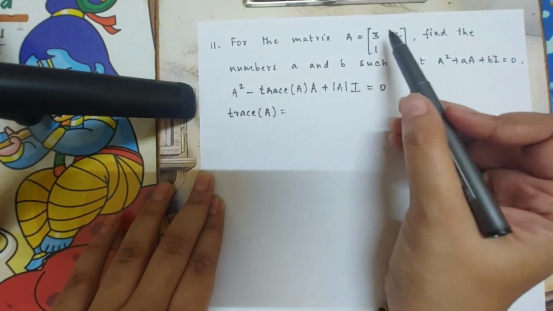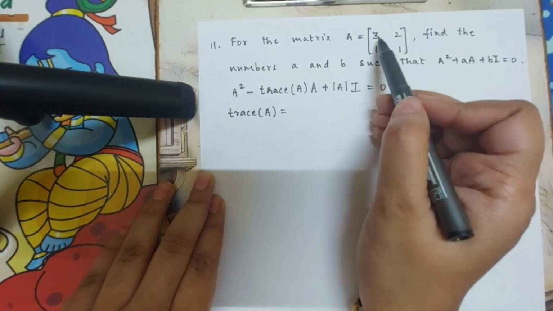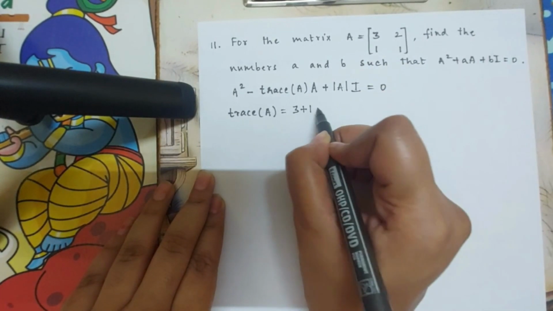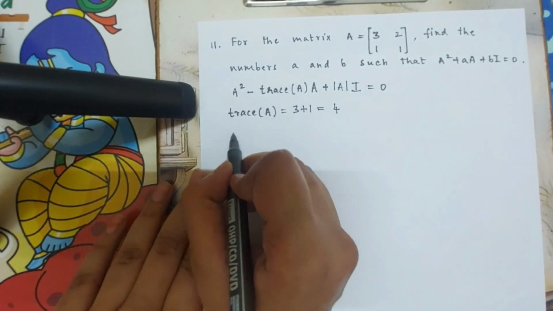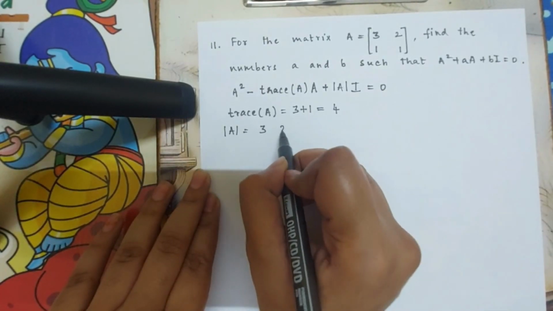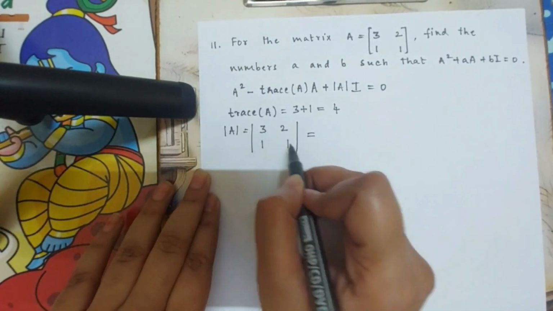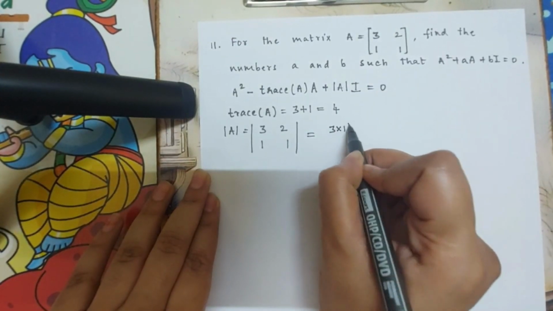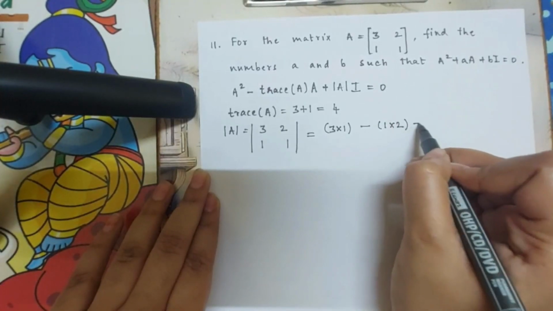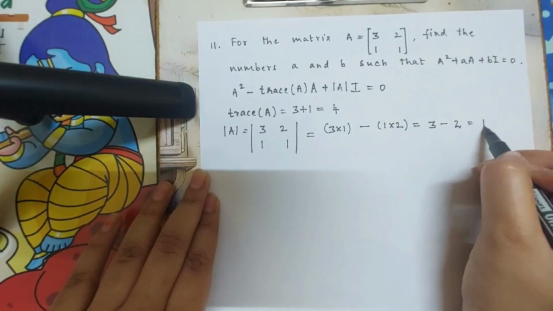So first let us find the trace of matrix A. Now how do we get the trace? We will be taking the sum of the diagonal elements. So here the diagonal elements are 3 and 1, so the trace of A will be equal to 3 plus 1, that is 4. So how do we find the determinant? Determinant of A is |3 2; 1 1|, so this will be equal to 3 into 1 minus 1 into 2. So this is equal to 3 minus 2, that is equal to 1.